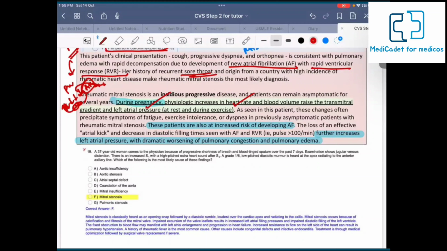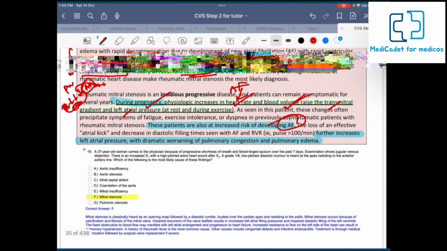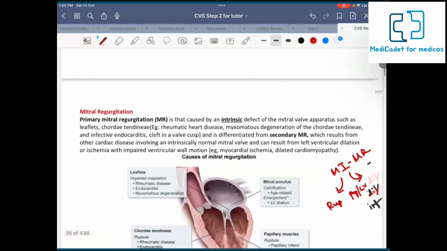During pregnancy, there is increased heart rate and blood flow. Pregnancy itself will have increased heart rate, and that can also precipitate AF. And there is increased blood volume. All this causes increased pressure gradient between the left atrium and the right ventricle, sorry, left ventricle. So that can go on to worsen the symptoms, and that can go on to develop AF. Okay. What other questions?